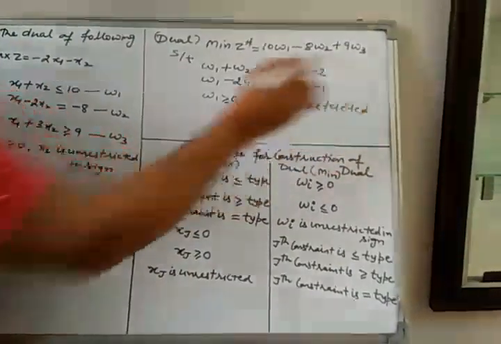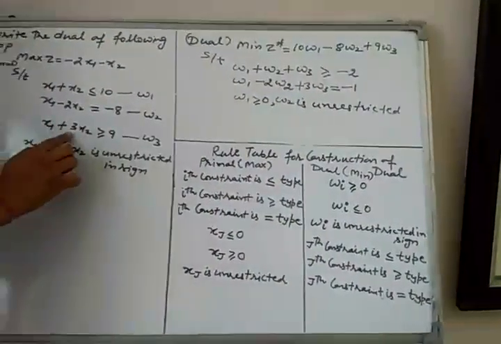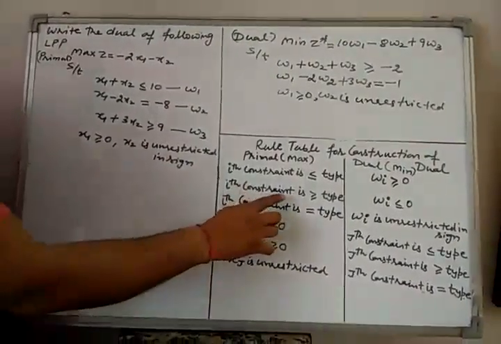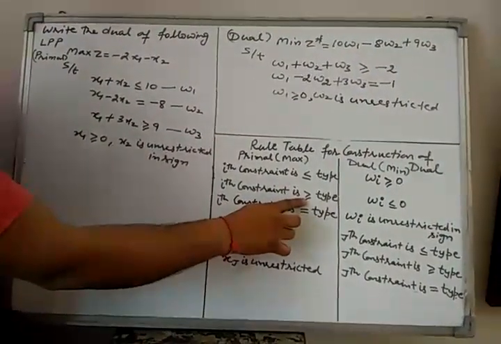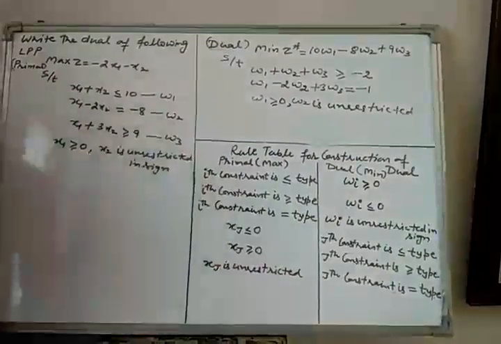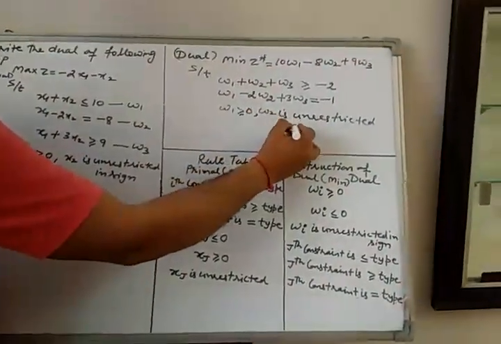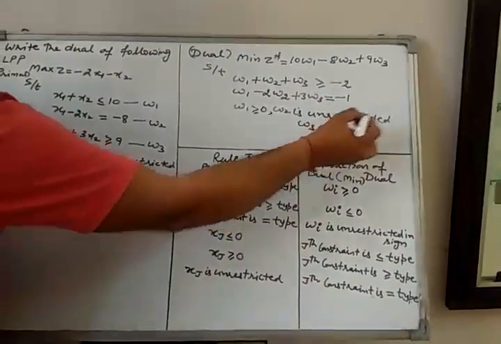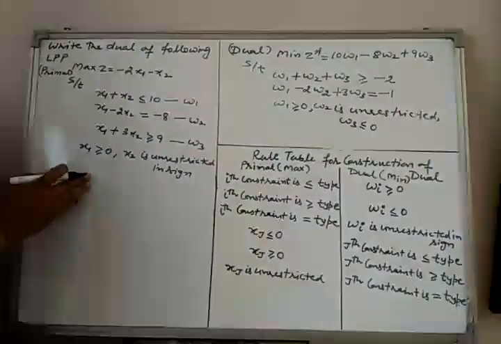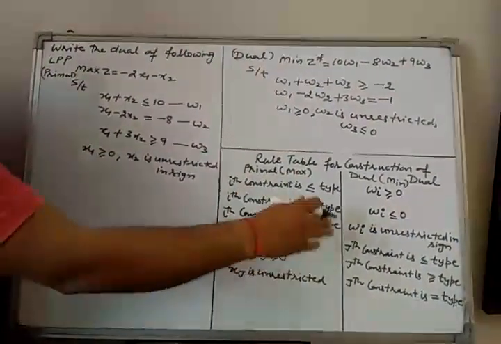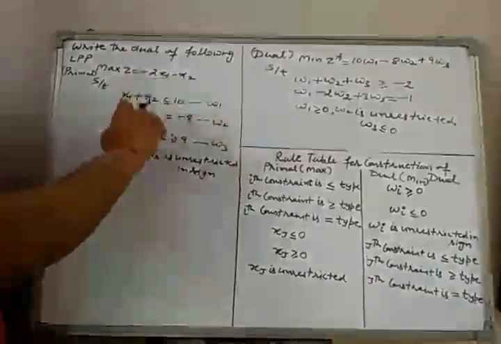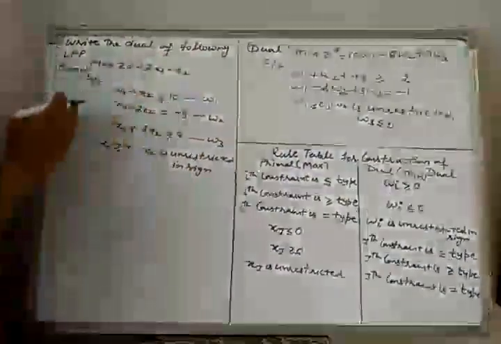Now the third primal constraint is of greater than equal to type. If a primal constraint is of greater than equal to type, then the dual variable is less than equal to 0. Therefore, W3 is less than equal to 0. Therefore, this is the dual of this primal problem. With the help of this rule table, we can write the dual of the primal problem like this.